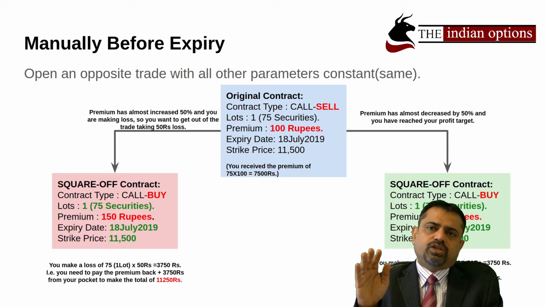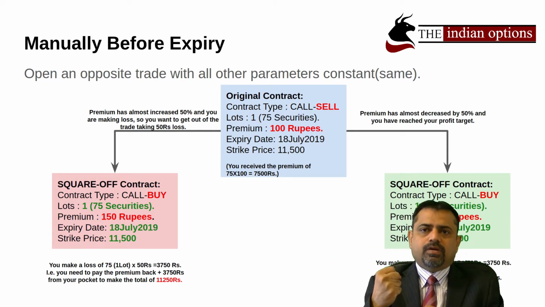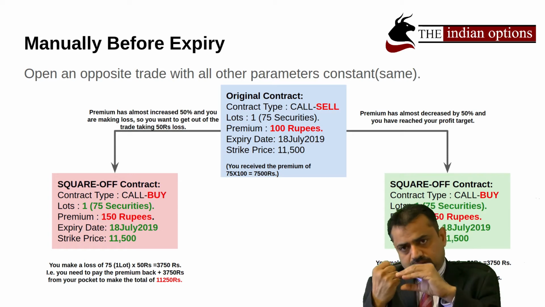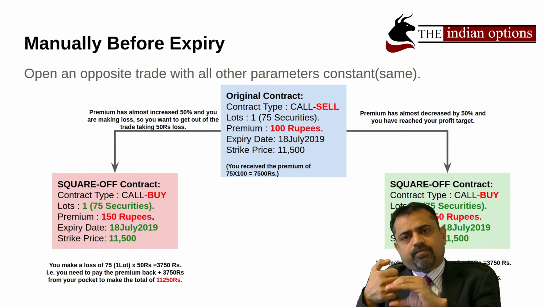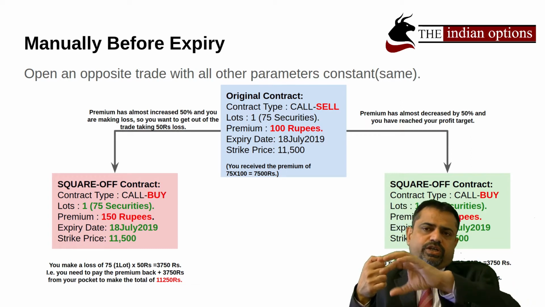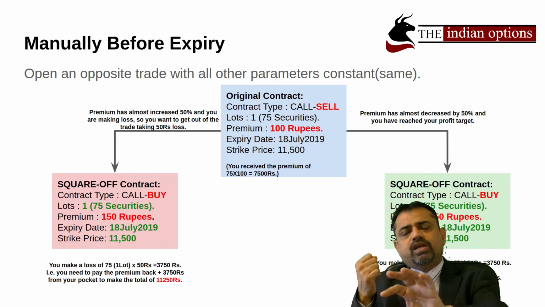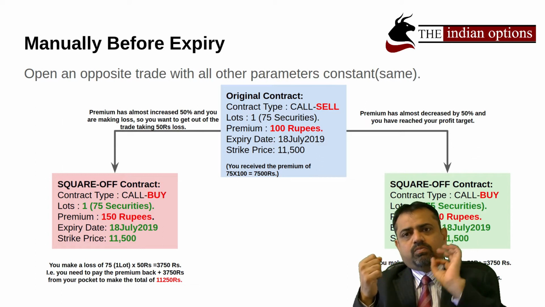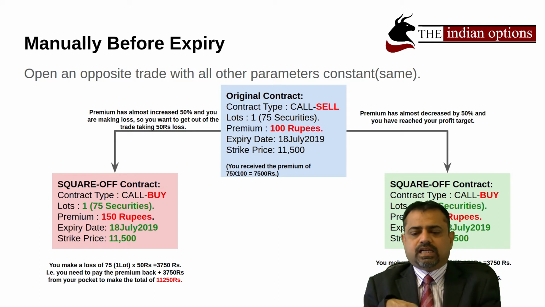your broker already has 7,500 with him. Okay, out of that you're quitting the contract in the middle, and you have made a profit of 50 rupees, so he is going to just give you the profit part, 3,750. He'll put all the margin back into your account, and that's the end of the trade, right? That's how you close the trade.